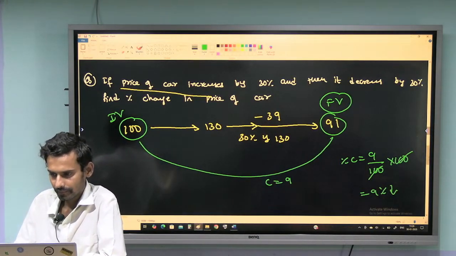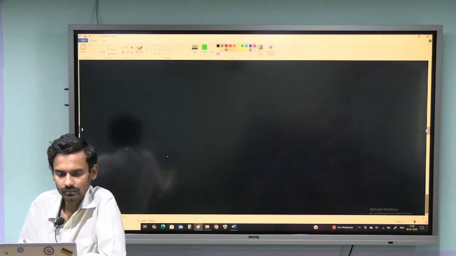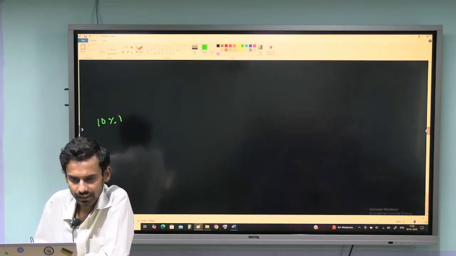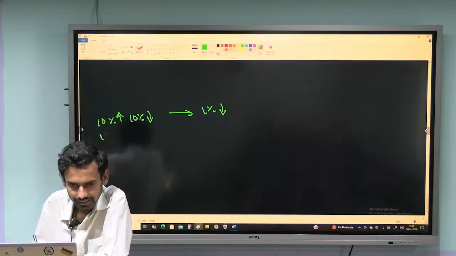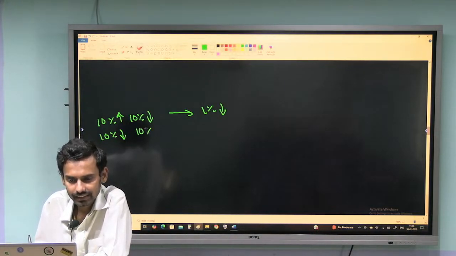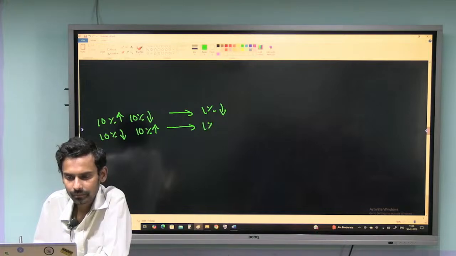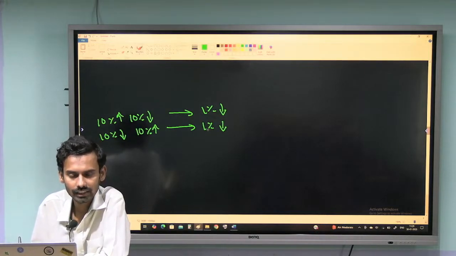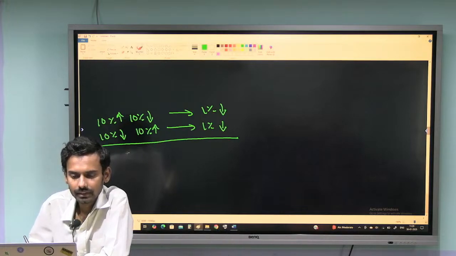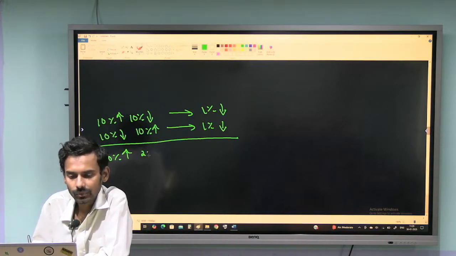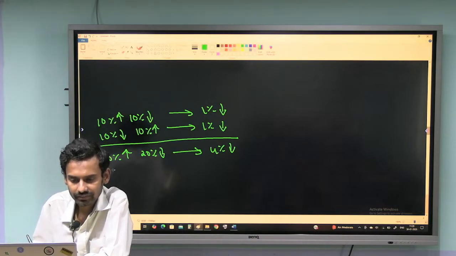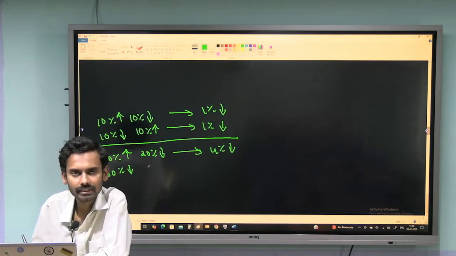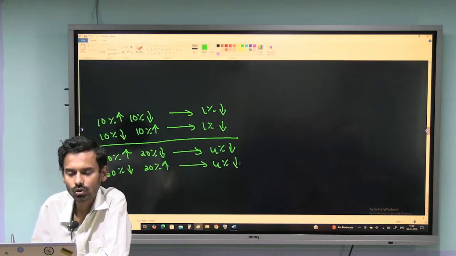Now if you observe, if I increase something by 10% and decrease it by 10%, the change is 1% decrease. If I decrease by 10% first and then increase by 10%, again the answer is the same, 1% decrease itself. It will not increase. Second one, 20% increase and again 20% decrease, you are getting the answer as 4% decrease. Similarly, if I swap this, if I decrease by 20% first and then increase by 20%, again I will be getting the same answer, that is 4% decrease.